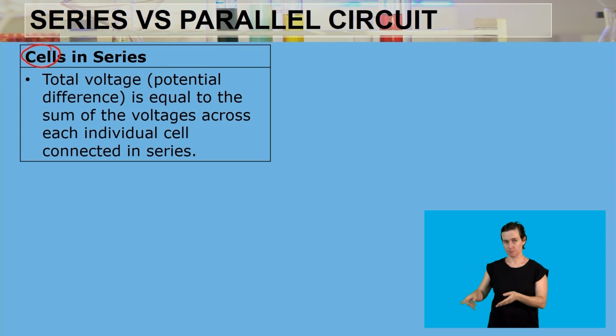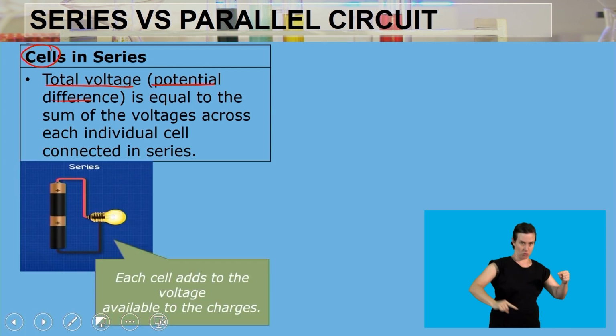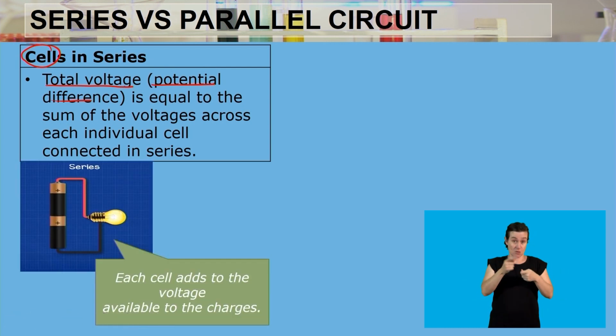So to begin, the total voltage, if you connect our cells in series, the total voltage being the potential difference, is going to be equal to the sum of the voltages across each individual cell that is connected in series. Furthermore, remember we're saying that if it's just one, it's a cell, but once more than one cell is connected, it forms a battery. So the total voltage, or rather the total potential difference, is going to be equal to the sum of the voltages across each individual cell.